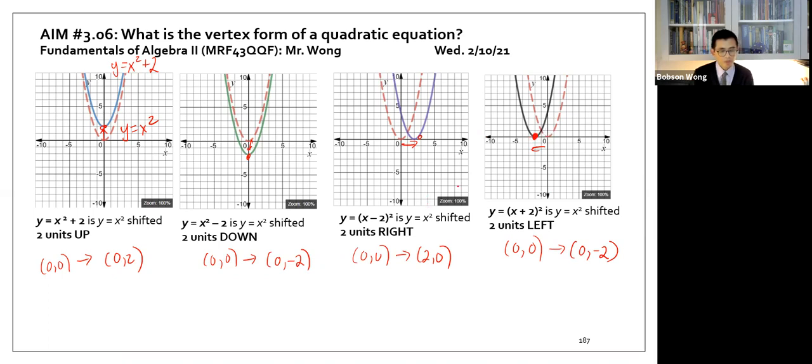Now you can see that each of these numbers corresponds to the shift of the vertex. So there's a pattern here: when we add or subtract a number after the x squared expression, it shifts the parabola up or down when we write it in this form.